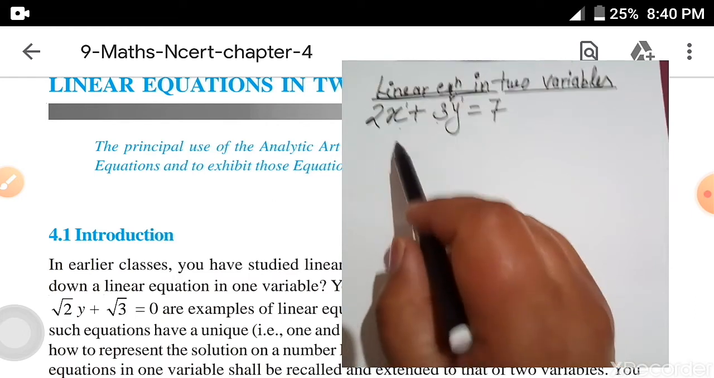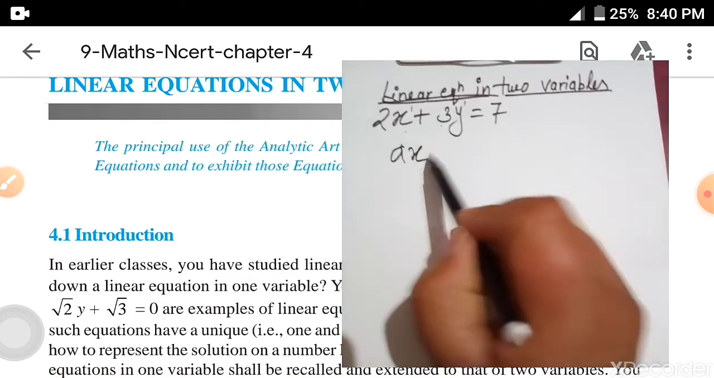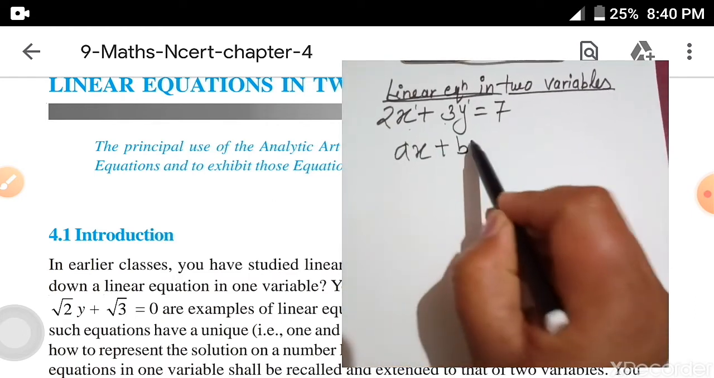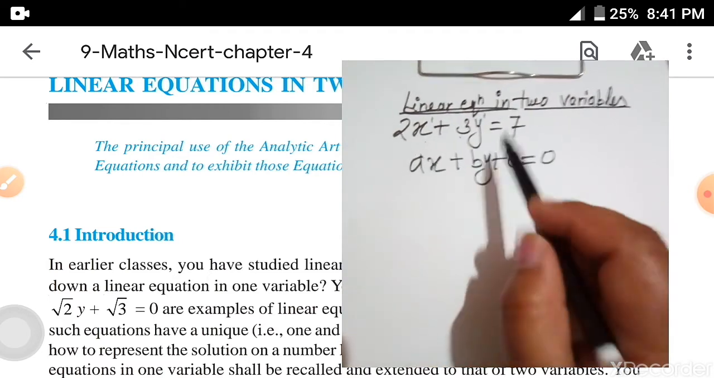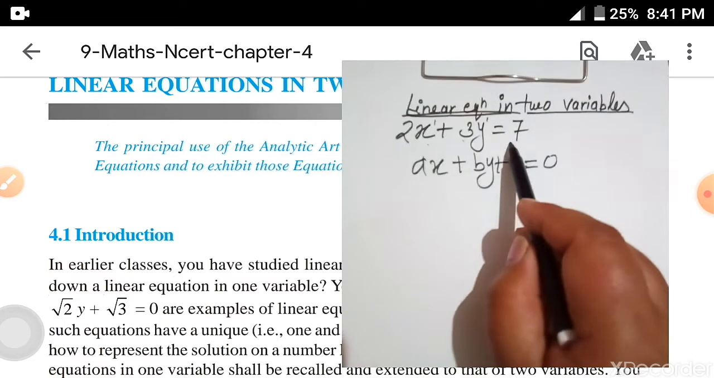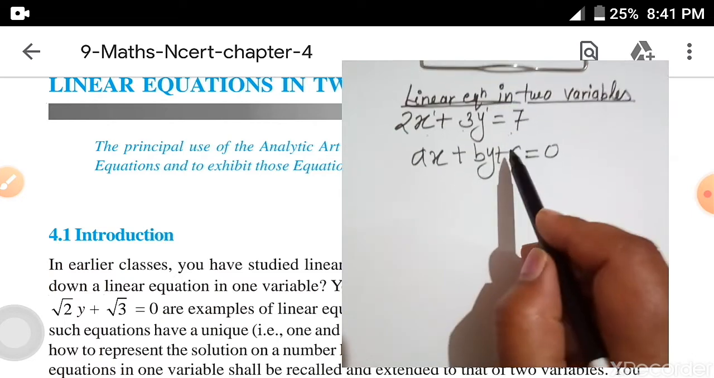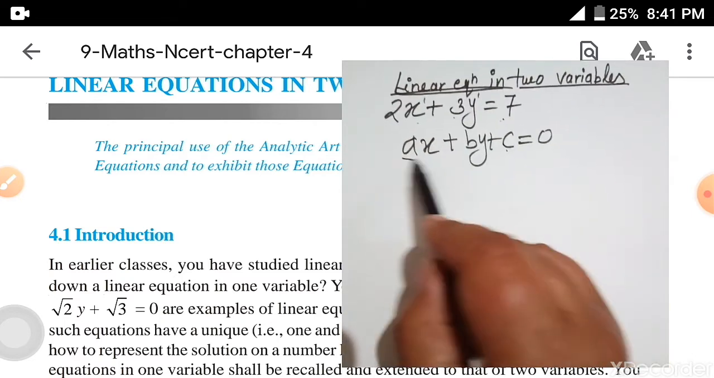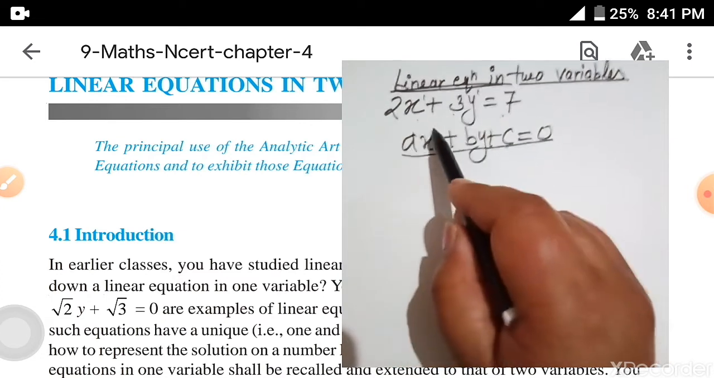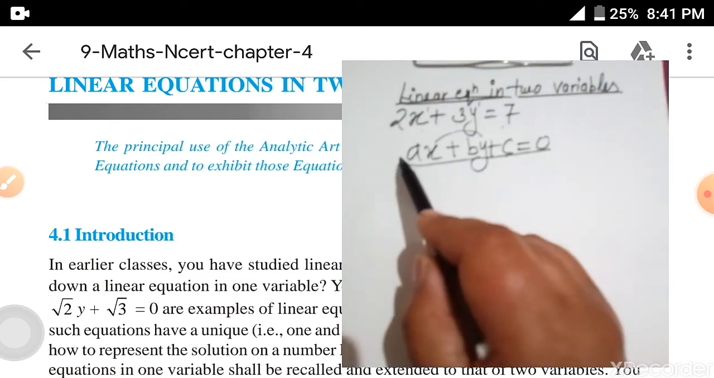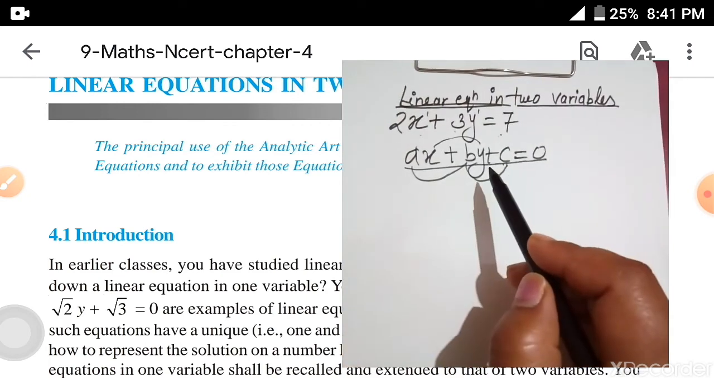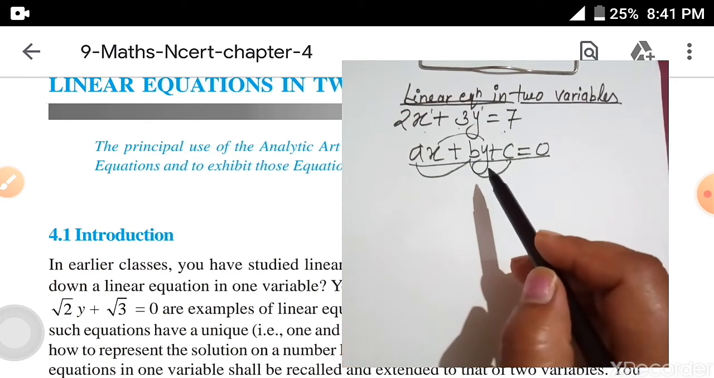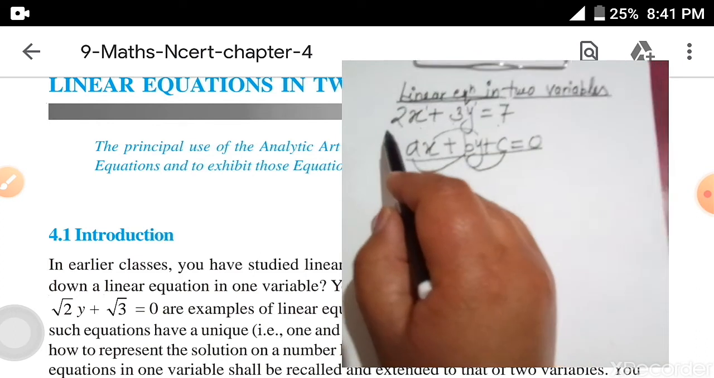The general form is ax plus by plus c equal to 0. But if you look carefully at this equation, you can see that it is not in the form of this general form. This is called the general form. Here x and y are the variables, but a, b and c are the constants. Constant means a value like 2, 3, 4, 5, 6, a numeric value.